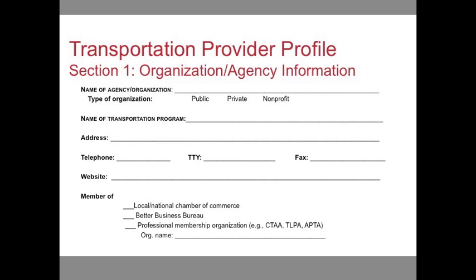Note that the form asks whether the transportation provider is a member of the Better Business Bureau, the local Chamber of Commerce, and/or a professional membership organization for transportation providers, such as the Community Transportation Association of America, the American Public Transportation Association, or the Taxi, Limousine, and Paratransit Association. This type of information will help you determine if the provider is in good standing with the local business community as well as within its industry.